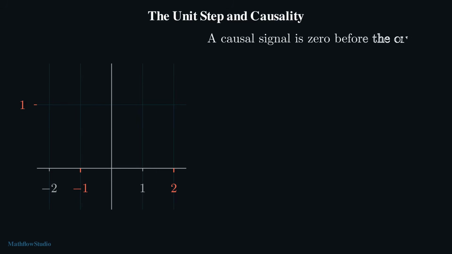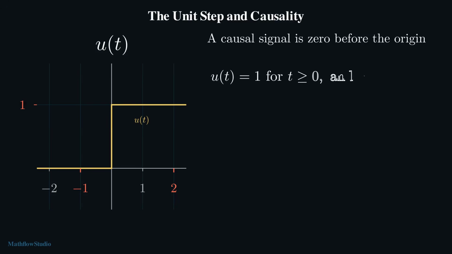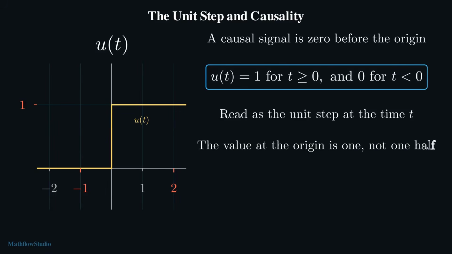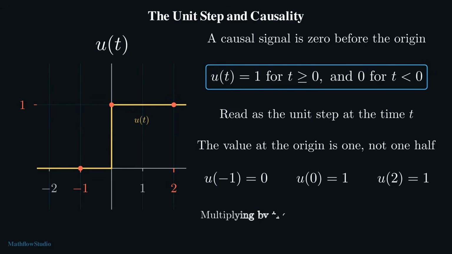A signal that is 0 before the origin is called causal. The unit step is the simplest causal signal. The unit step is 1 from the origin onward and 0 before it. The expression is read as the unit step at the time. Textbooks differ at the origin, and the value taken is 1 rather than 1/2. The step is 0 at the instant -1 and 1 at the origin and at the instant 2. Multiplying any signal by the unit step makes that signal causal.